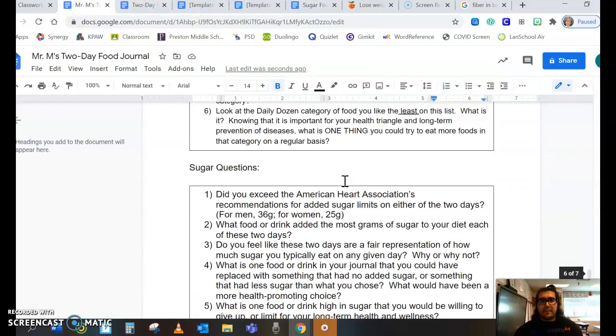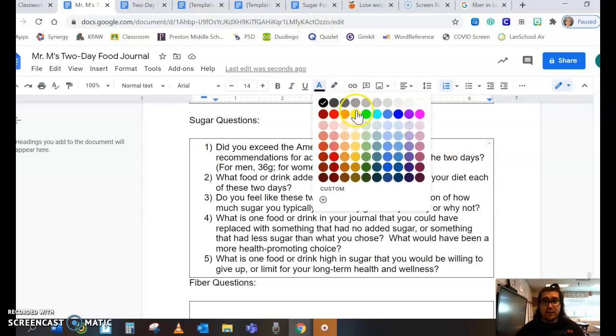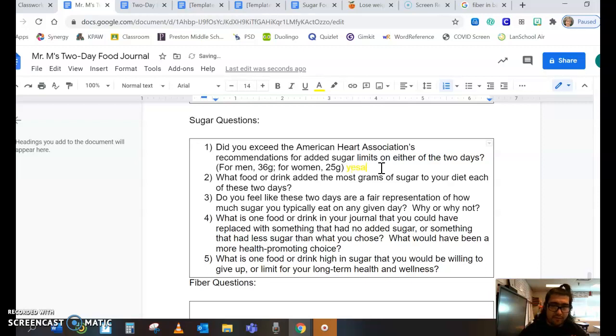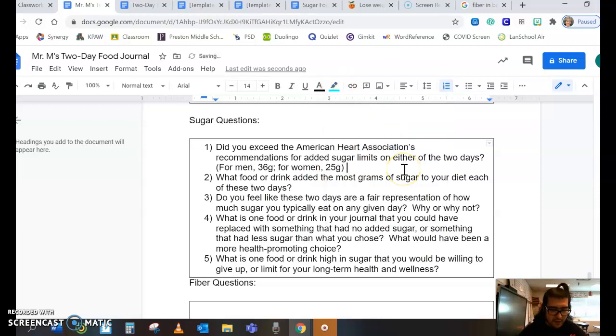And again, you'll go down here and you'll answer these sugar questions, and even the first one is, have you exceeded the recommendations for sugar limits on either of the 2 days? And I have, unfortunately, and most of our diets probably are over the recommended dose because the American diet isn't too great. And again, like I said, highlight your answer so I can see it. So, actually, that does not look good. Let's do something a bit more visible, but let's just highlight it. Yes, I did exceed the recommendation.